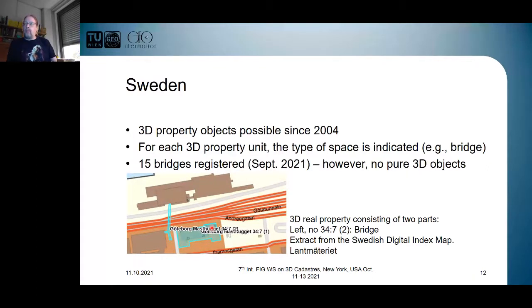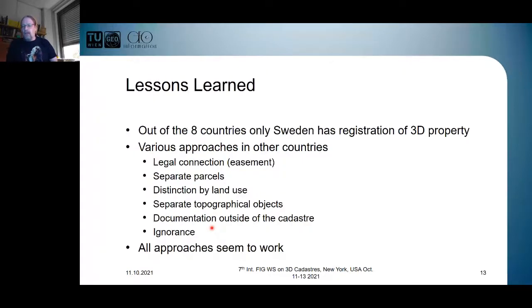So what were the lessons that we learned from the discussion? We had 8 different countries, but only Sweden has a working registration of 3D property. Of course, there are other countries that do have 3D property registration, like the Netherlands, or countries who are much closer to having that. I think Israel and Turkey are on a quite good way. But there seem to be solutions in all the other countries as well that are more or less working.